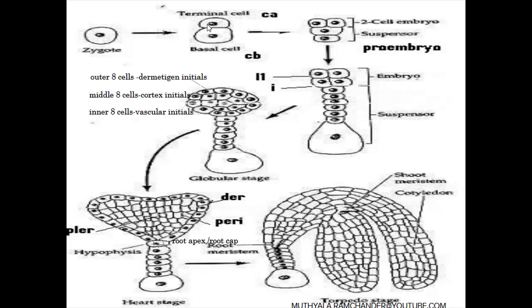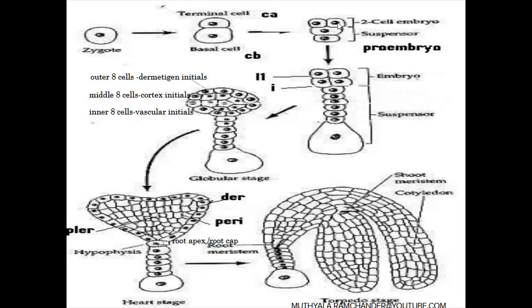From these two cells, the CA cell participates in a longitudinal division. At the same time, the CB cell participates in a transverse division. Here there are two different divisions by these two cells. The CA cell divides longitudinally to form two cells, and at the same time the CB cell divides transversely to form two cells. At this stage, how many cells are here? There are 4 cells. The 4-celled embryo is called the proembryo.